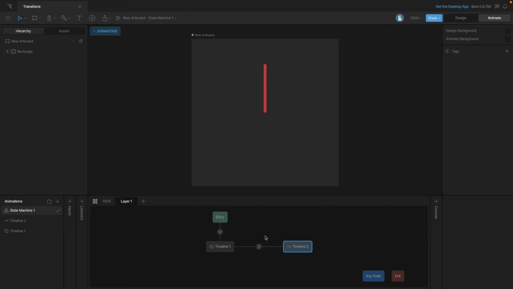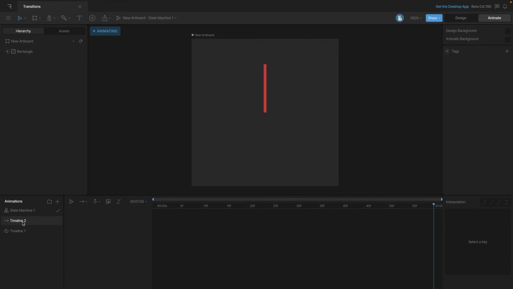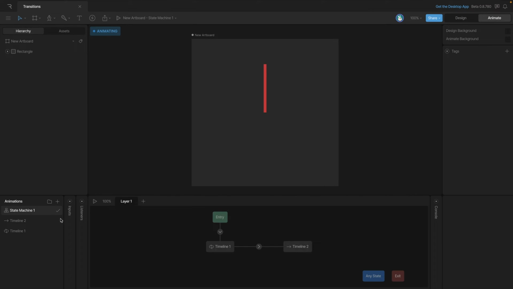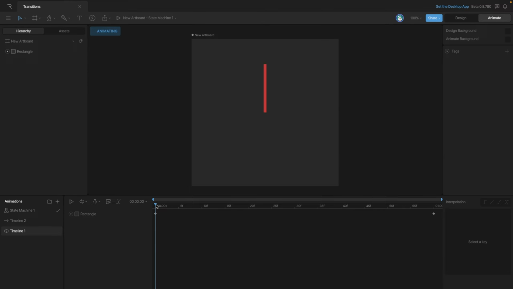The last transition property that we need to look at is called pause when exiting. In this example, we've got two different timelines. We've got timeline 2, which has nothing on it, and its only purpose is so that we can make a transition. Now, timeline 1 keys the rotation of this rectangle 360 degrees. It's also important to note that the timeline is looping.